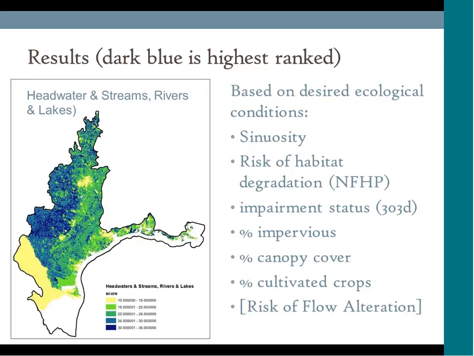We're also interested in the near term in incorporating a risk of flow alteration, and we have a draft data set that was produced with the Southeast Aquatic Resources Partnership that gets at that, and we're working through getting access to that data and incorporating it into the rule set. So generally for headwaters and streams, we're looking at more braided, low risk, not impaired streams that have a low amount of impervious cover, greater amount of canopy cover across the catchment, and a low amount of cultivated crops.